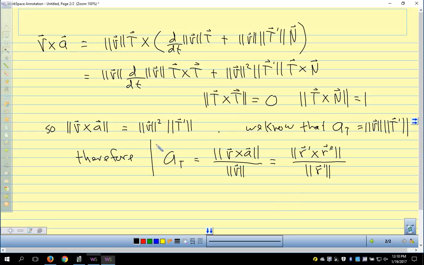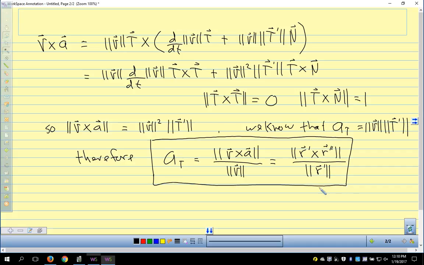And this is the second of the quantities that we were looking for. Our normal component of acceleration, and this shouldn't be a sub t, this should be a sub n. Sorry. Our normal component of acceleration, that's what we were looking for. We already found our a sub t. A sub n is v cross a over the magnitude of v, and that's r prime cross r double prime over the magnitude of r prime.